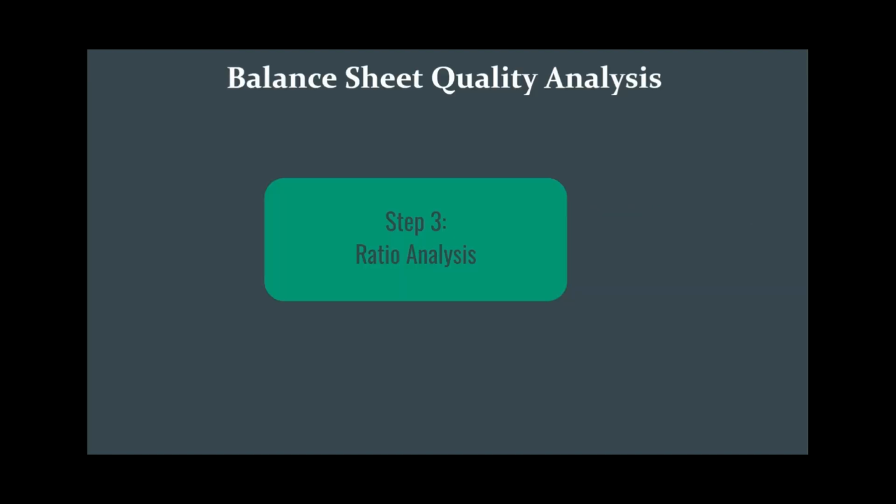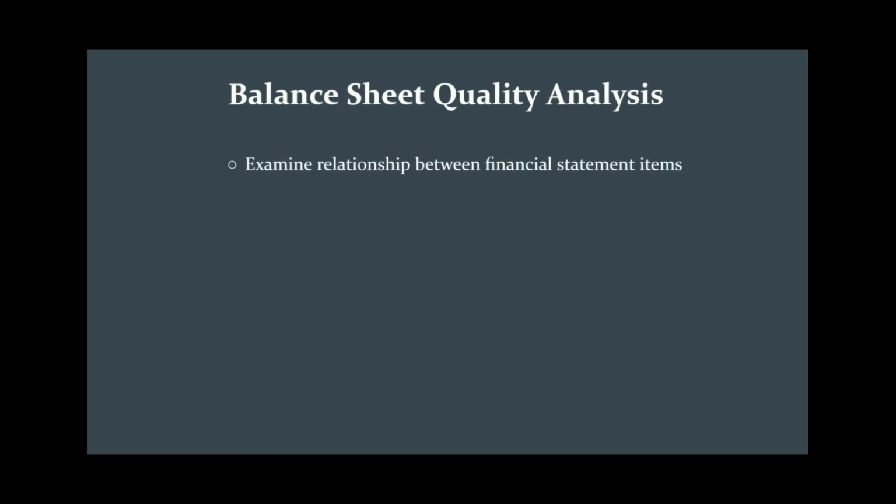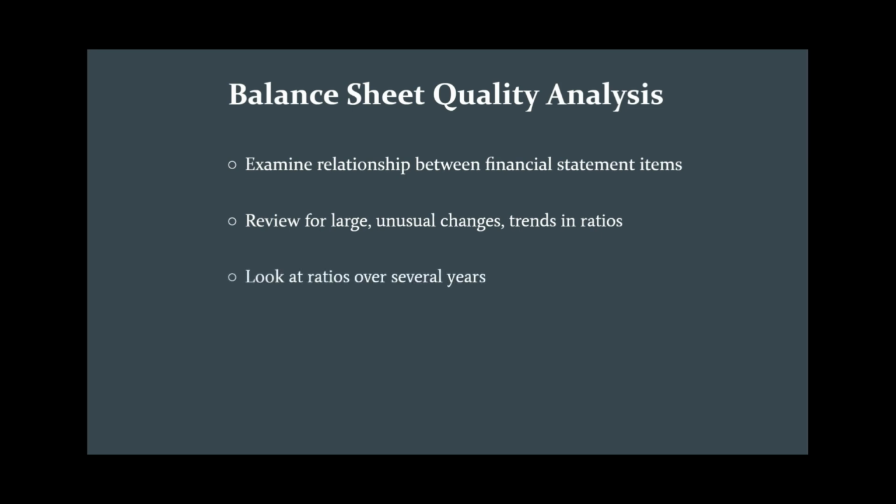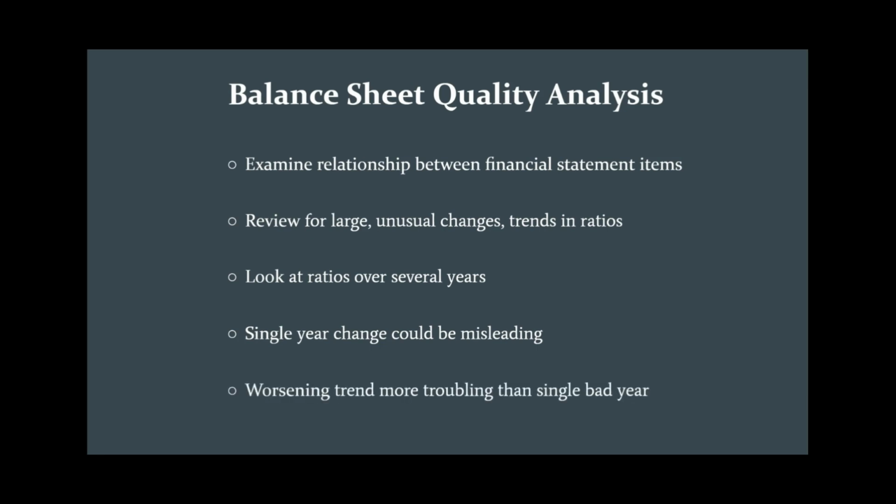And that's it for step 2. Step 3 is ratio analysis. Ratios examine the relationship between financial statement items. Review for large, unusual changes and trends in ratios. Look at ratios over several years. A single year change could be misleading, so you definitely want to consider it over several years. Worsening trend is more troubling than a single bad year.